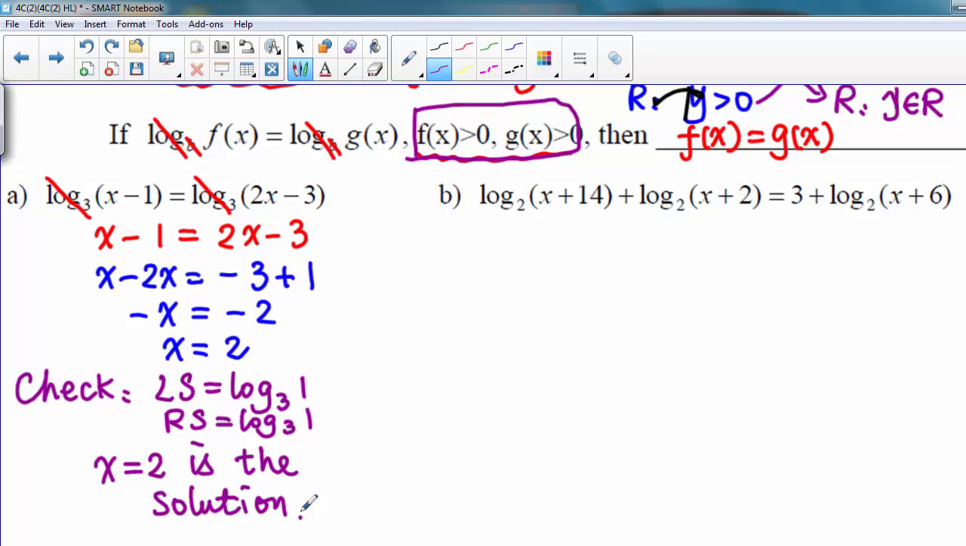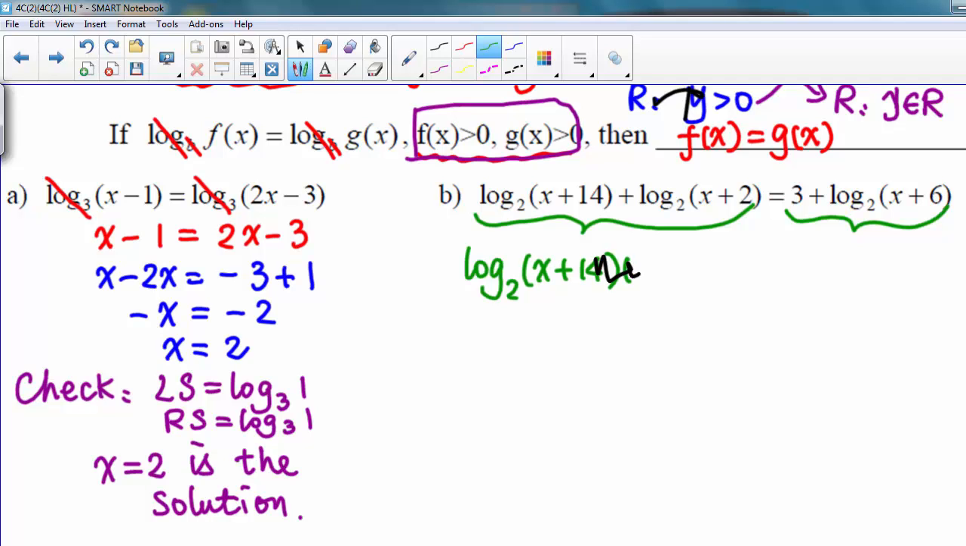Okay, let's look at B. How can we solve for B? You have to combine these two logs on one side into one log. So this one is the same, I have to combine these two into one log as well. The left side is easy, and both of these two logs have the same base. With the adding in the middle, that means I multiply the arguments. So it's x plus 14 times x plus 2.